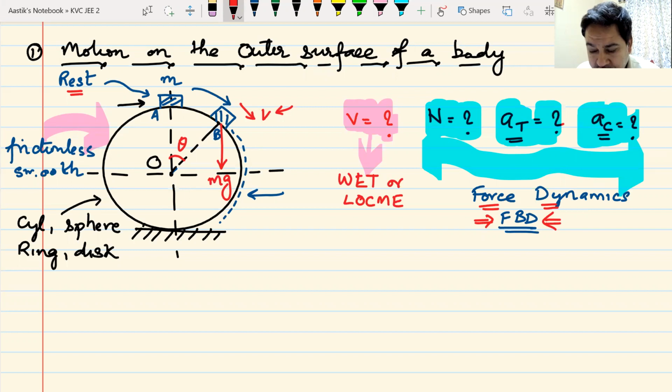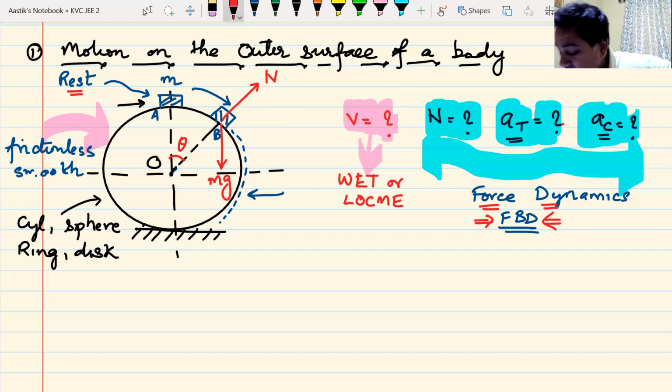Sir, normal reaction. Okay, and how should I draw the normal reaction? In which direction should I draw it? Upward, downward, right? Perpendicular to the surface. Okay, so perpendicular to the surface, and it goes like this. So now we have an understanding. Let me take this out, velocity. So I have to find out the velocity. I have drawn the normal reaction. So far, so good.